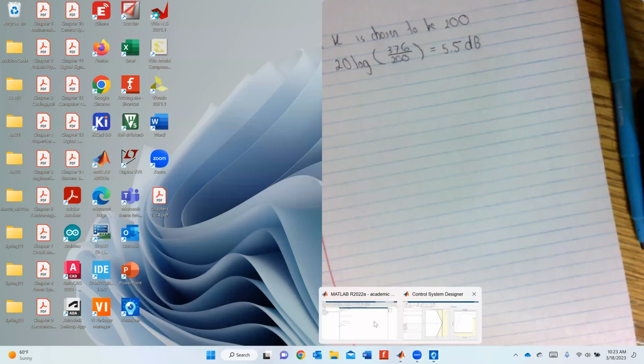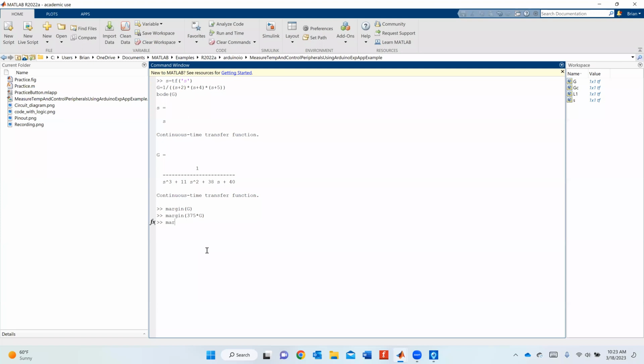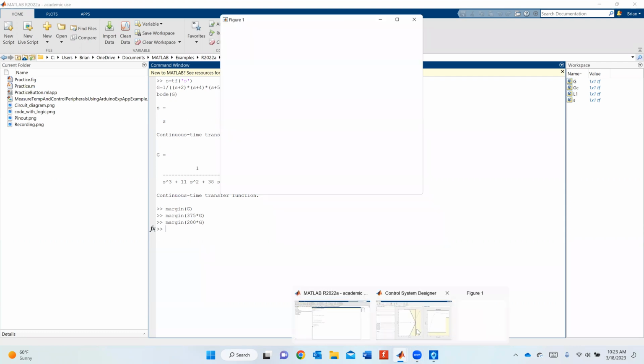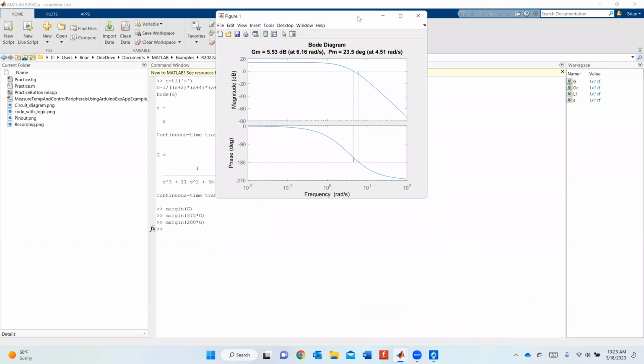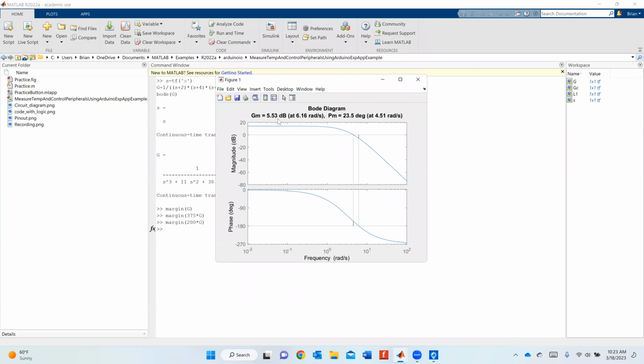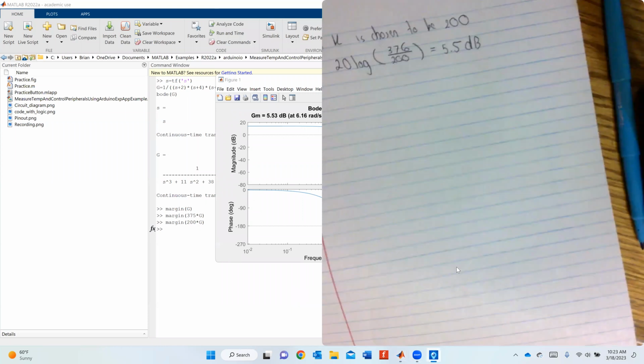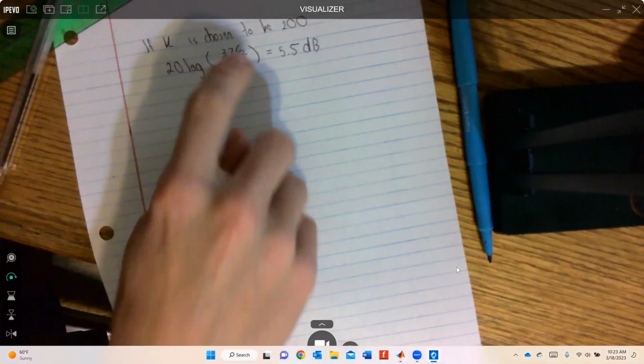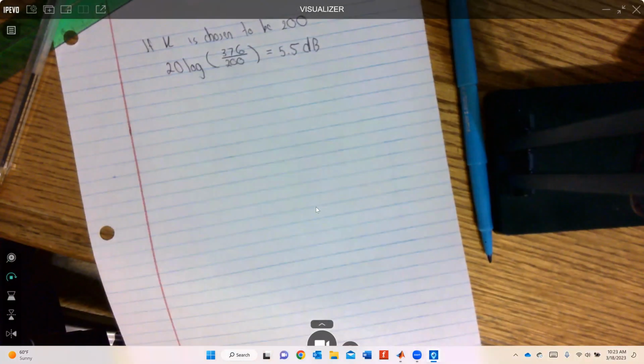And if we look in specifically MATLAB, if we chose 200 times G, what that gives us for the plot, it should match. Here, notice that the new gain margin is about 5.5 dB, which we calculated. So that is correct. So you do your max divided by what you chose.